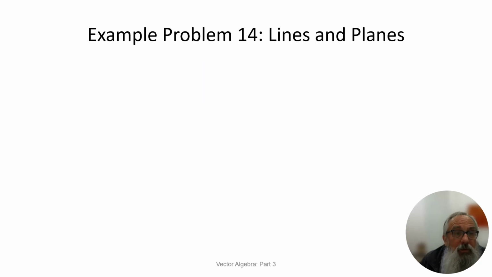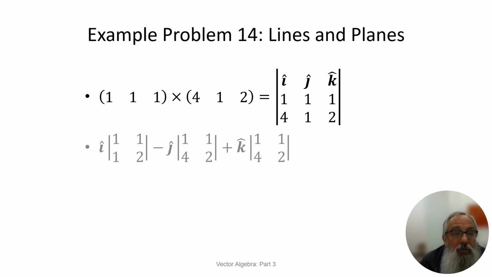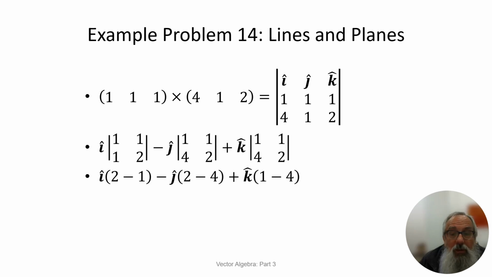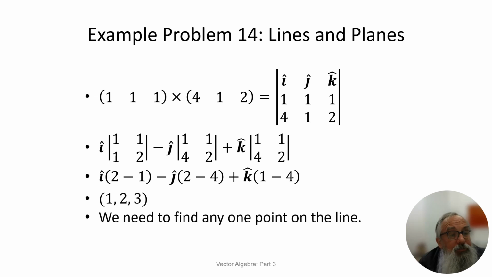Alright, so let's just go through the cross product of these. And here we have the determinant form, practice doing this. And we get a vector (1, 2, 3) in this case, which is a vector in the line of intersection of the two planes.